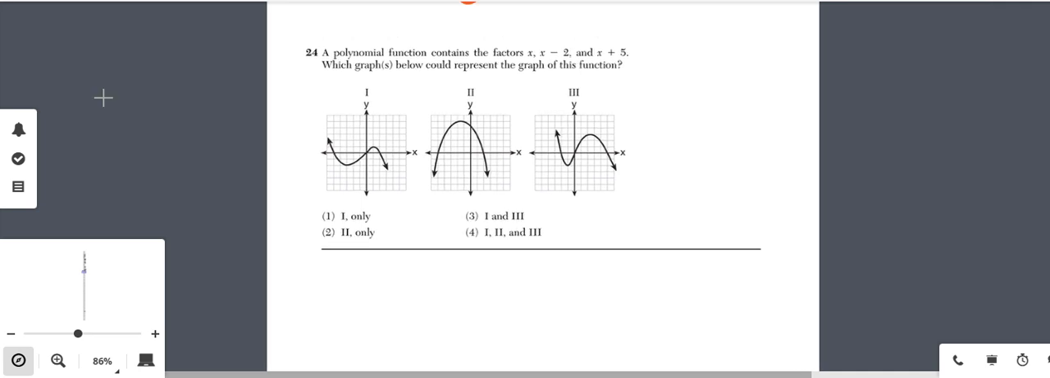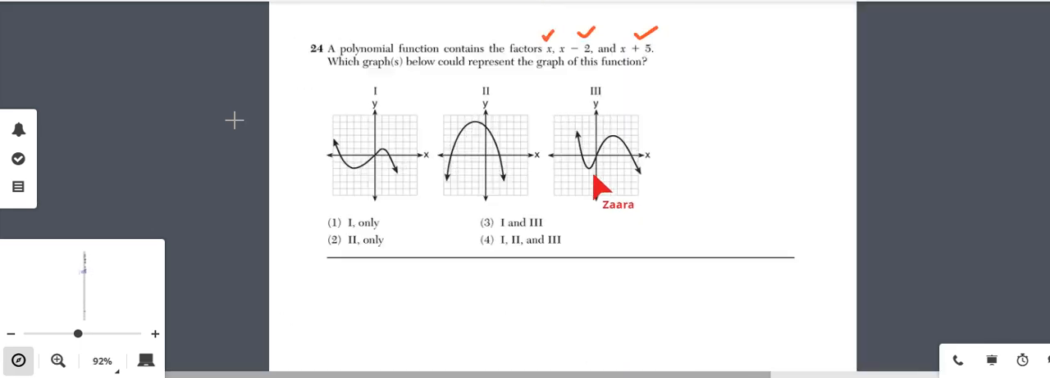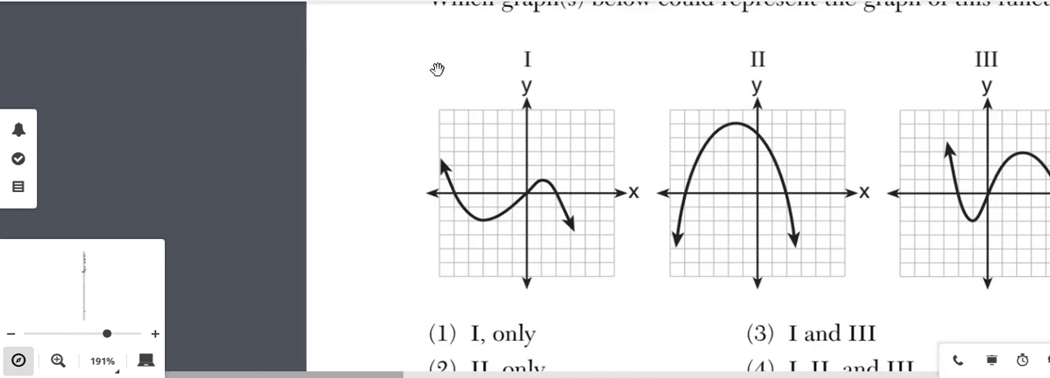A polynomial function contains the factors x, x minus 2, and x plus 5. So they are talking about a function having three factors, and all of them are distinct factors. So they are talking about a cubic function with unique factors, as they mentioned.